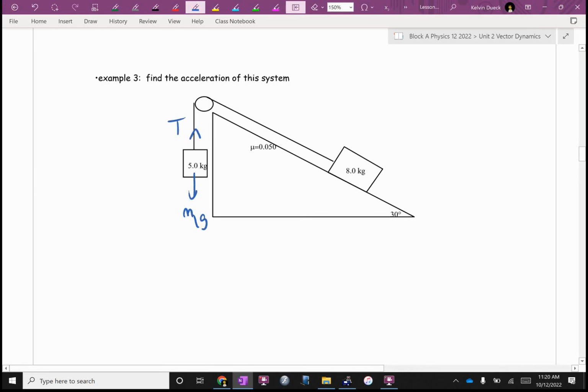M1G, tension. What are the forces acting on the 8? M2G, components. M2G perpendicular, M2G parallel. Normal force number 2 to go with mass number 2. Same size as M2G perpendicular. Tension.